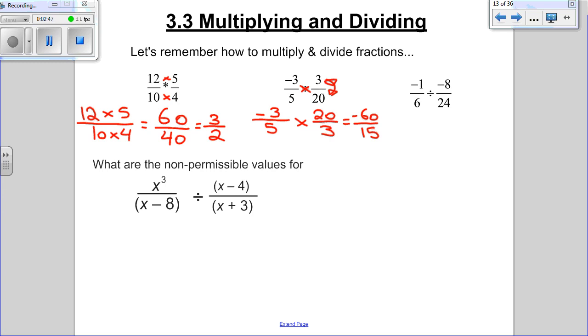Last one. Give it a shot on your own. So it's a fraction divided by a fraction. I want you to see if you can do it. Use our little trick to make it happen. Try not to use your calculator unless you're just figuring out multiplication.